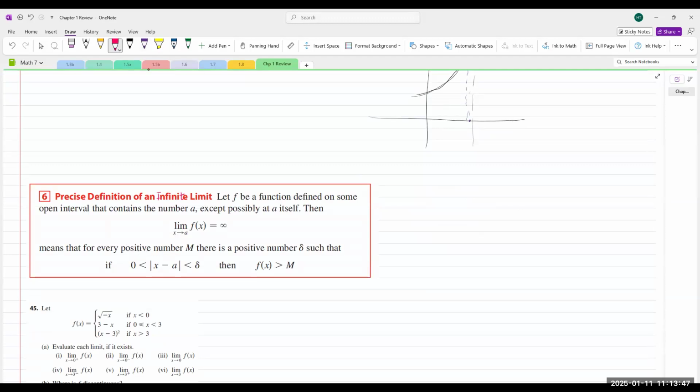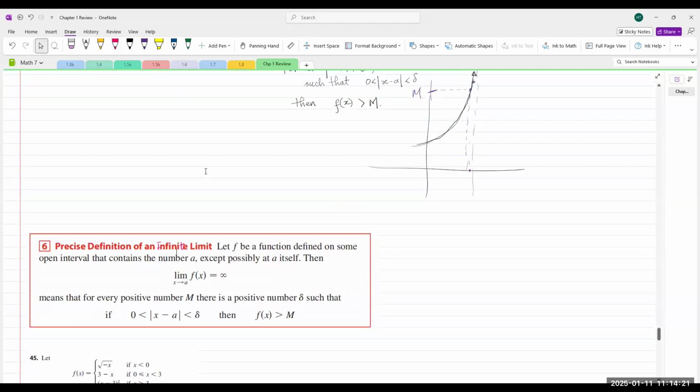Let f be a function defined on some open interval containing a, except possibly at a itself. Then the limit of the function is infinity means that for every positive number M, there is a delta such that as long as the distance of x from a is less than delta, the value of the function is even larger than the number you chose. You choose the number, I can give you an x that gives a value even larger than that number.